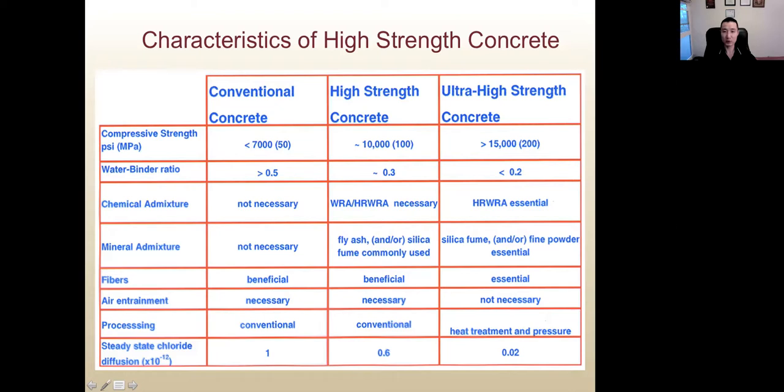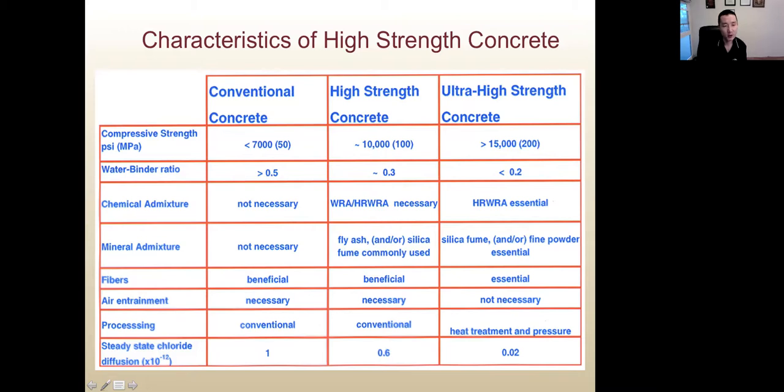For the water cement ratio, we can see high strength concrete is around 0.3 plus minus. For ultra high strength concrete, it is even lower than 0.2. So without chemical admixtures such as superplasticizer, it is almost impossible to achieve such a low water cement ratio. So high range water reducing admixtures are necessary for high strength concrete and ultra high strength concrete.